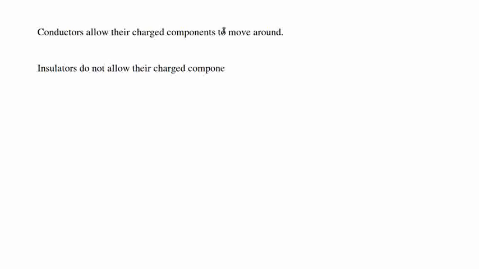Conductors allow their charged components to move around. Insulators do not allow their charged components to move around. See the difference? An example of a conductor would be a metal. Copper. The electrons in copper, a metal, can move around freely.